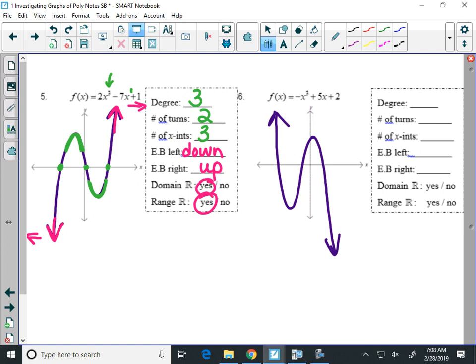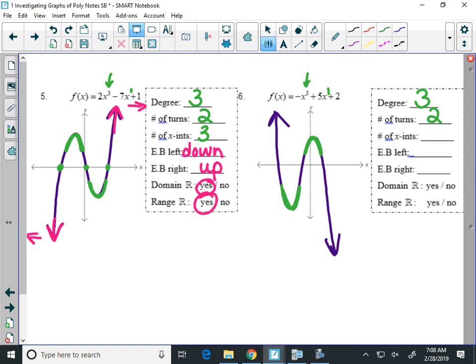So same kind of squiggles, but looks like the arrows are going in the opposite direction. My degree, highest exponent. I have a 3 and a 1. 3 is higher, so the degree is 3. The number of turns here. I changed direction right here, and I changed direction here. That's 2 times I changed direction, so I have 2 turns.